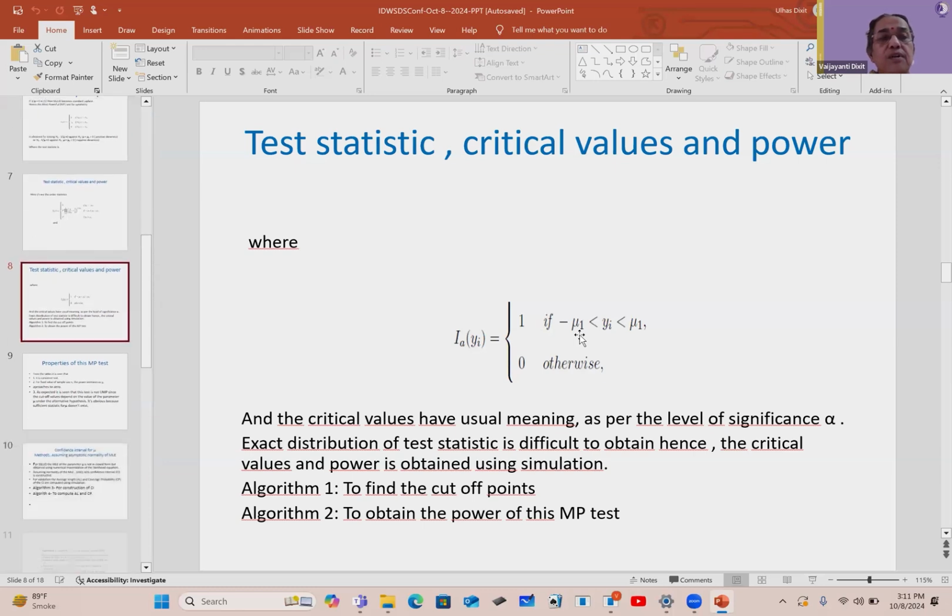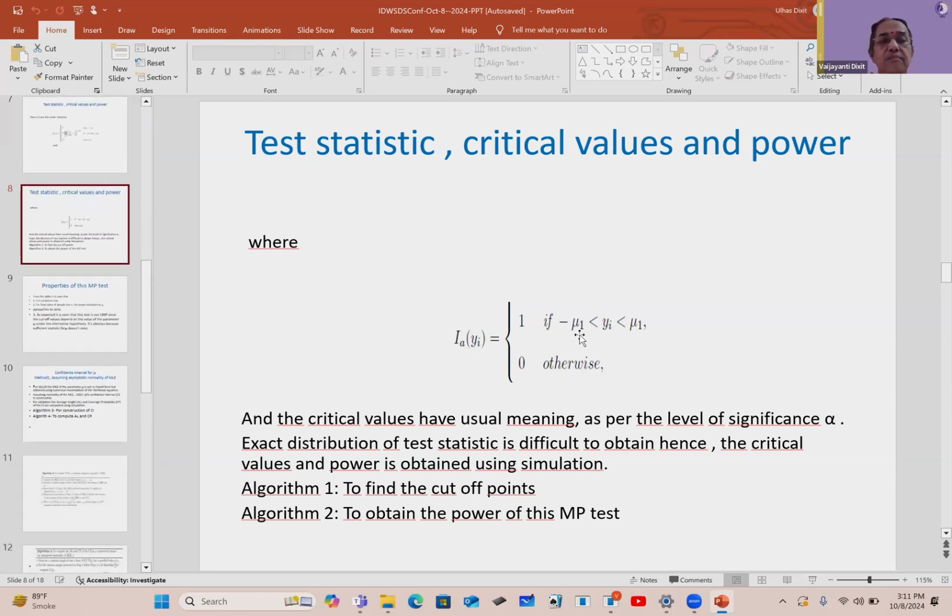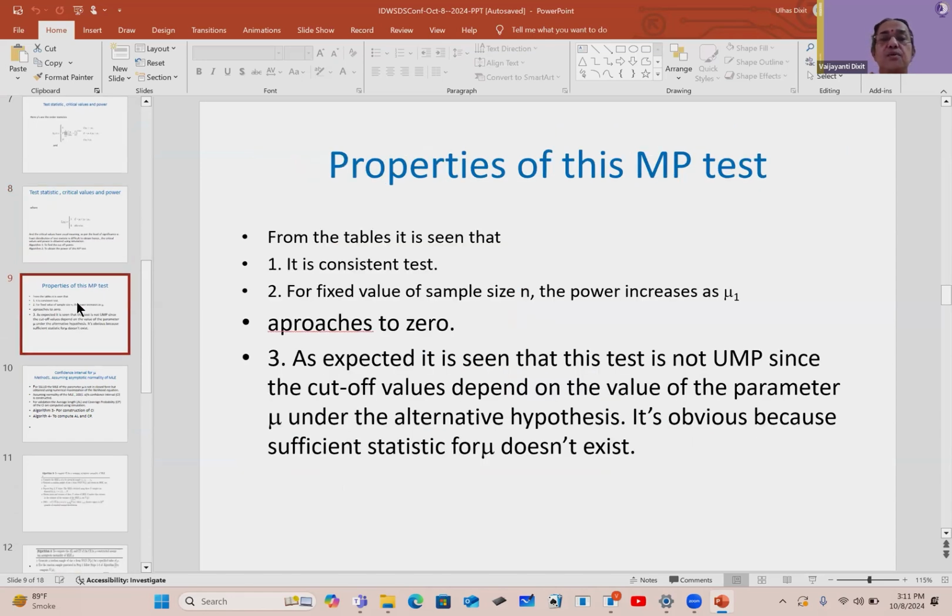So we have written two algorithms: algorithm 1 to find the cutoff points and algorithm 2 to find the power of this MP test. I am not presenting the tables here, but since it is an MP test, it has to be consistent, and it is shown from the tables that as the sample size n increases, the power of the test increases. So it is a consistent test.